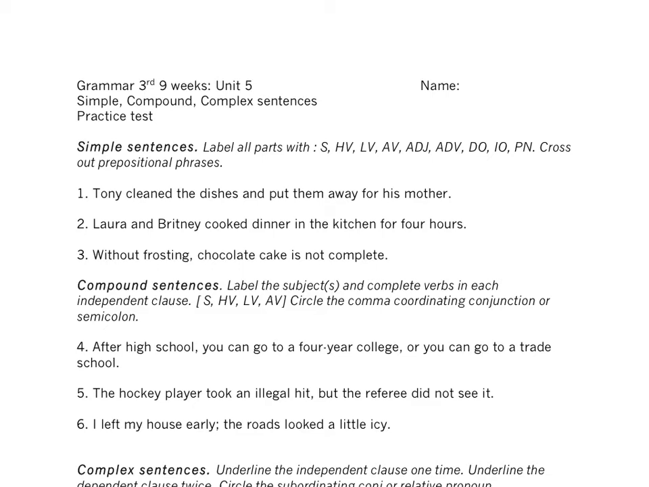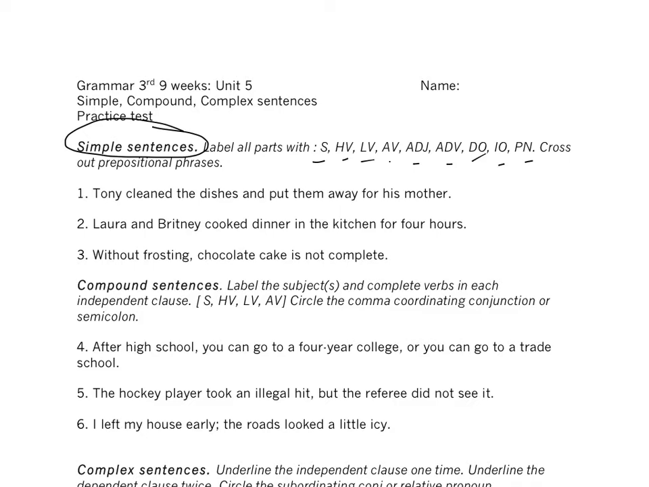So this is a practice test for simple, compound, complex sentences. This very first section is all simple sentences, which means that these are all one independent clause. So instead of just having you underline each one time, like we sometimes do for independent clauses, I want you to find the subject, helping verb, linking verb, action verb, adjective, adverb, direct object, indirect object, predicate nominative, if there are any, and then cross out the prepositional phrases.